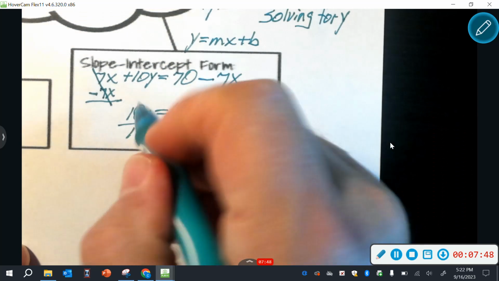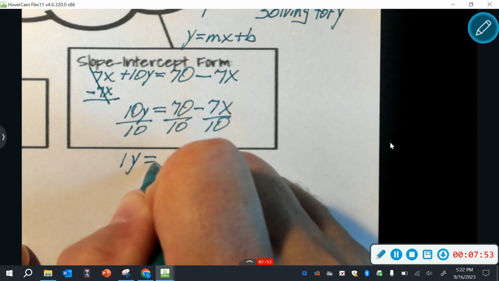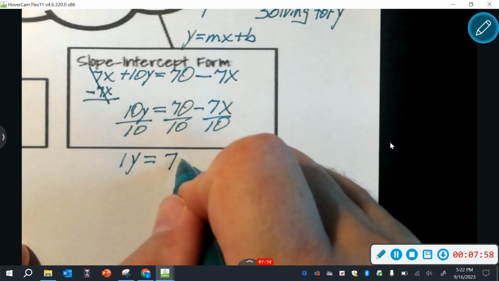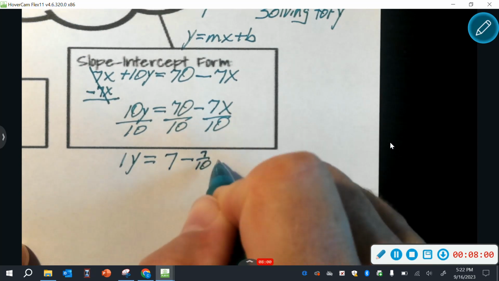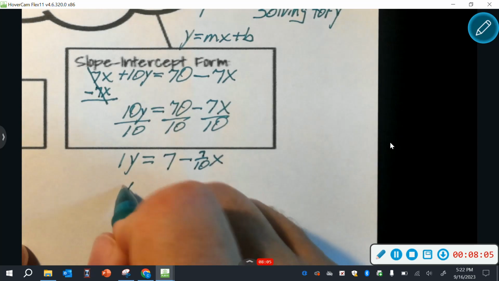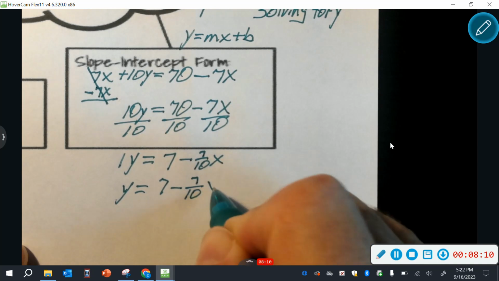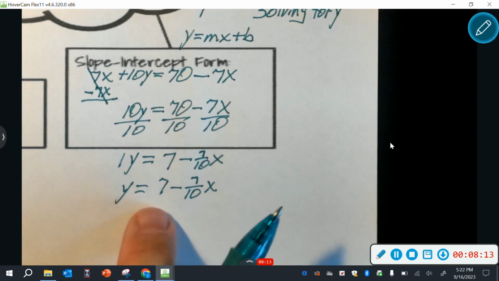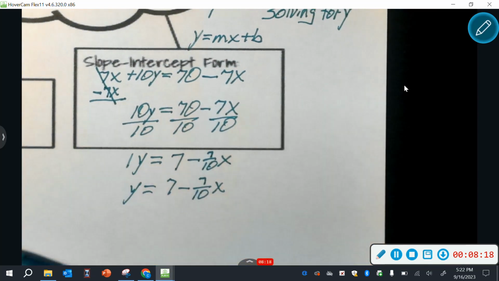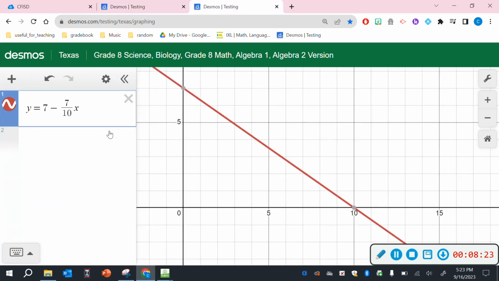So here we go. 10 divided by 10 gives us 1y is equal to 70 divided by 10 is 7, and then minus 7 over 10x. Now 1y is the same thing as y. So our final equation will be Y is equal to 7 minus 7 over 10x. Again, I plug that into Desmos, and here is what the equation looks like.